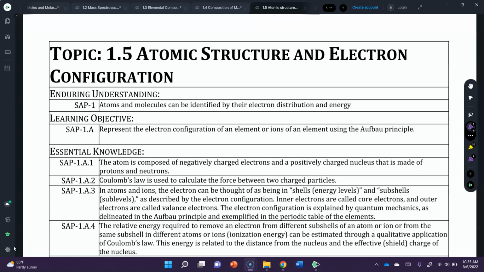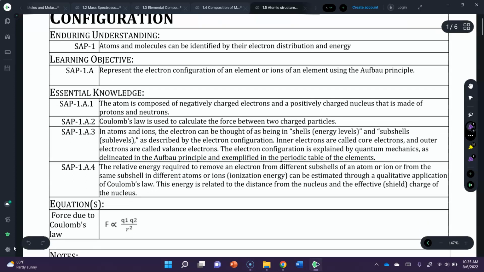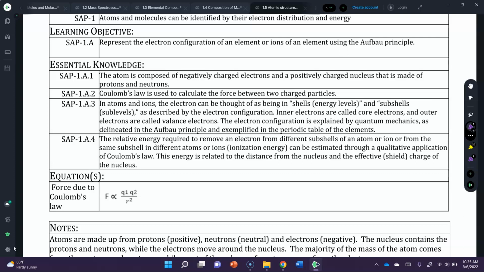Hello everyone, welcome to topic 1.5, atomic structure and electron configuration. The essential knowledge for this set of notes will include: the atom is composed of negatively charged electrons and a positively charged nucleus that is made of protons and neutrons. Coulomb's law is used to calculate the force between two charged particles.